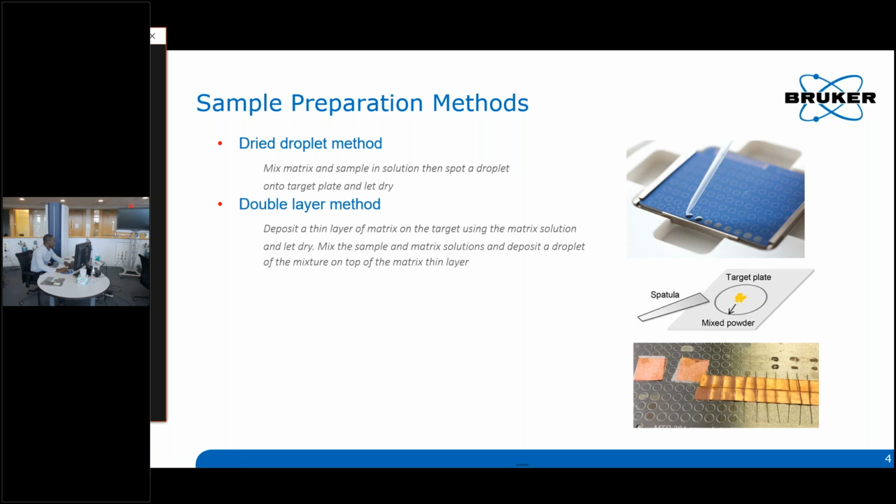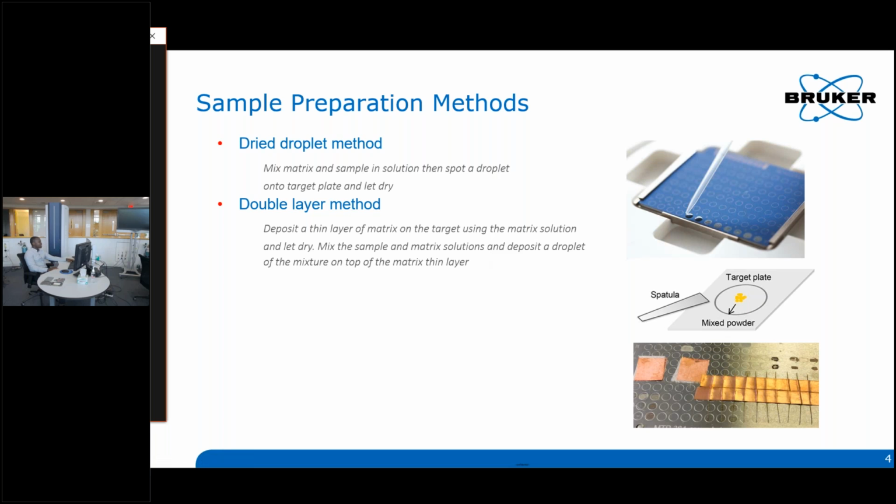And then similarly, a commonly used method for MALDI sample prep is the double layer method. This is slightly different from the dry droplet method in that you first deposit a thin layer of matrix on the target and let it dry, and then mix your sample and your matrix together into one solution and deposit that on top of the thin layer of matrix that has already dried.